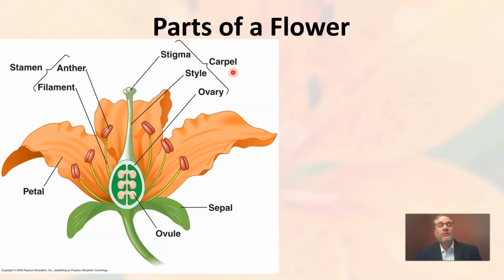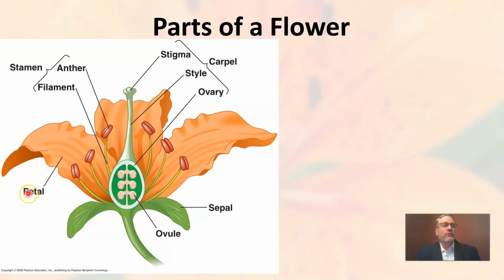Sometimes the carpel is called the pistil. I think this is the most appropriate word. The final bit of a typical flower that I want you to look at are these things down here at the bottom, which really are very leaf-like. So these green leaf-like structures down here, we call those sepals.